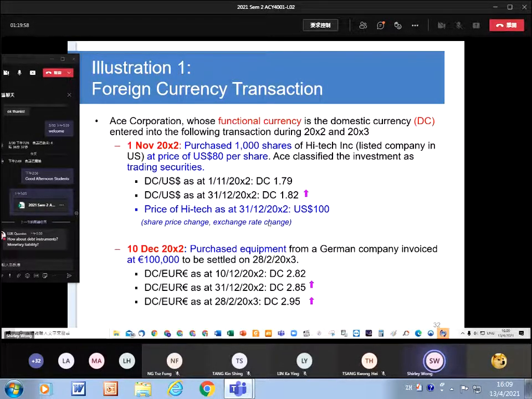Therefore, in this transaction at year-end day, you have 2 gains. One is the gain from the share price change from $80 to $100. The other is the exchange rate gain. The exchange rate increased from 1.79 to 1.82 because you are holding some US dollar. Therefore, when you exchange to DC, you will get more money.